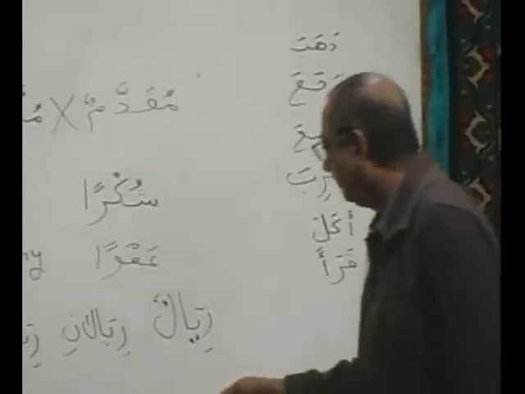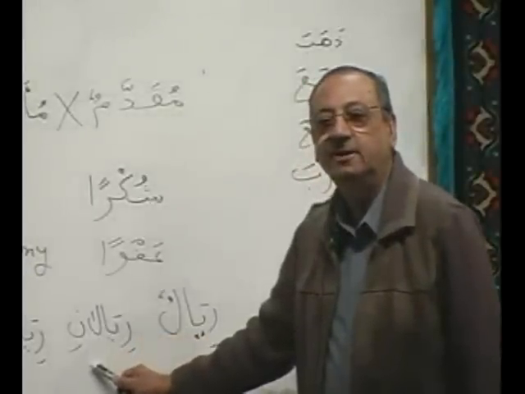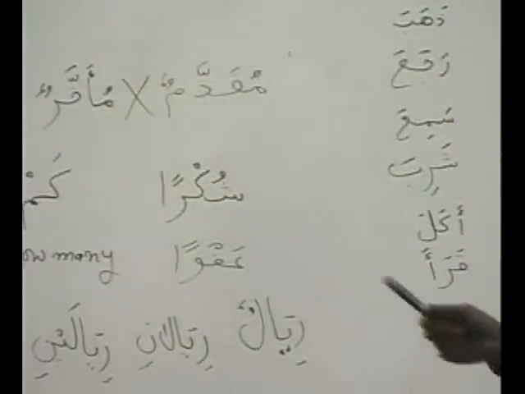Now, brothers and sisters, riyalani, the sign of marfu is alif. In riyalaini, what is the sign of its being majrur? I see harf jar bi.